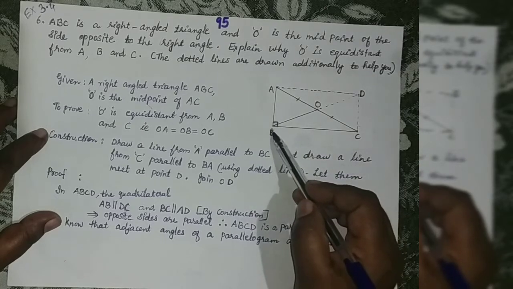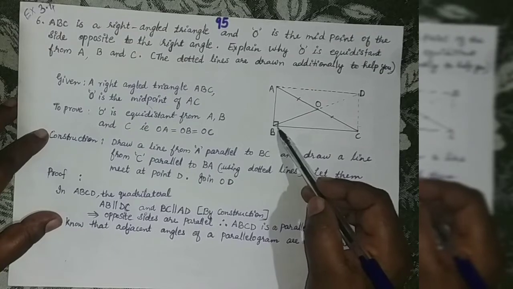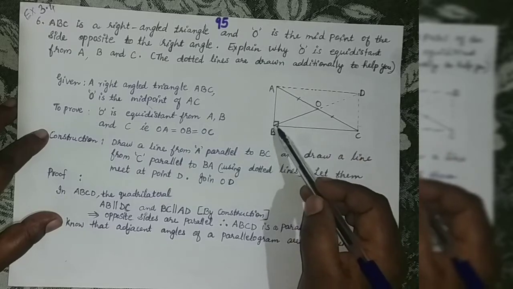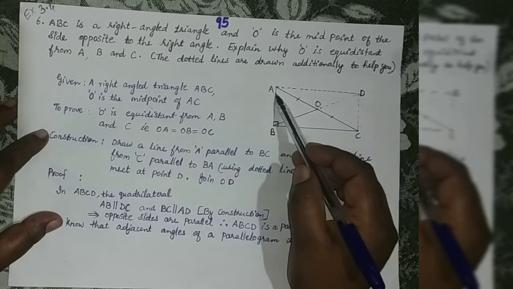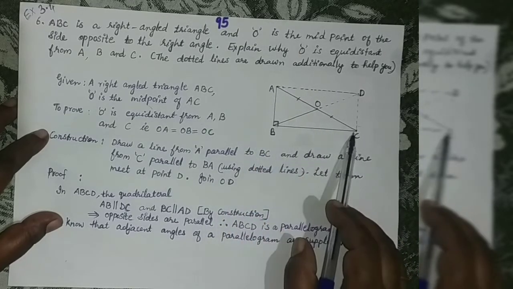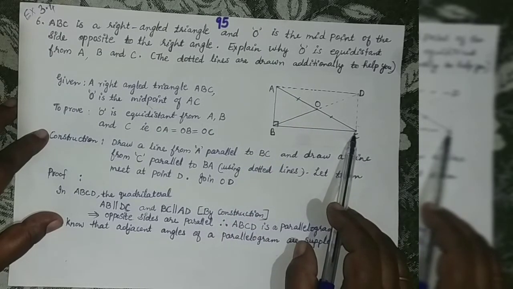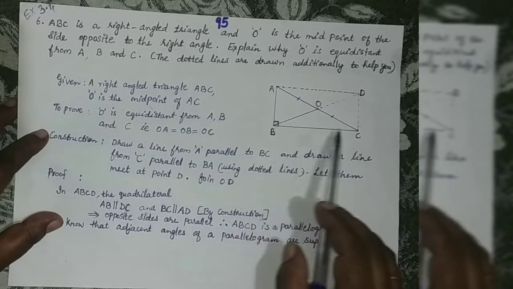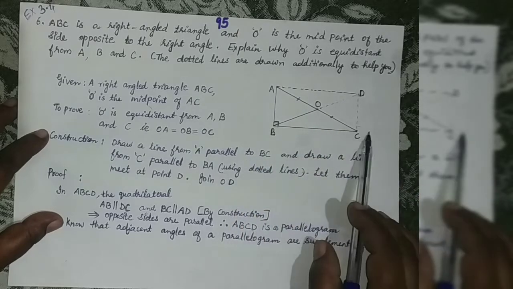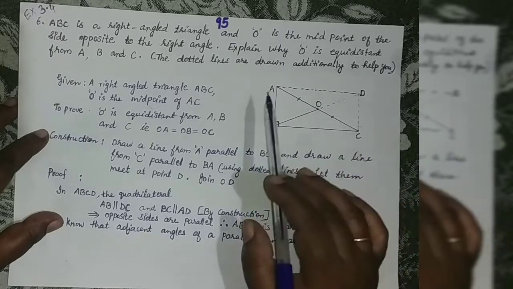Now, A plus B is what? 180 degrees, because adjacent angles are supplementary. So angle A is what? In the parallelogram ABCD, angle A is 180 minus 90. That means A is also 90 degrees. Now A and C are equal. Why? Because opposite angles are equal. We have seen angle A is 90 degrees, so angle C is also 90 degrees. So what we have seen? Angle A, angle B, angle C and angle D are 90 degrees. And we already know AD is parallel to BC and CD is parallel to AB. So we can say that parallelogram ABCD is a right angle.